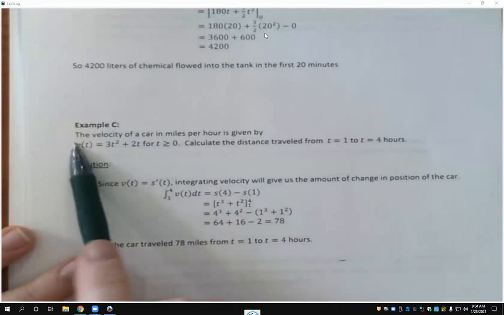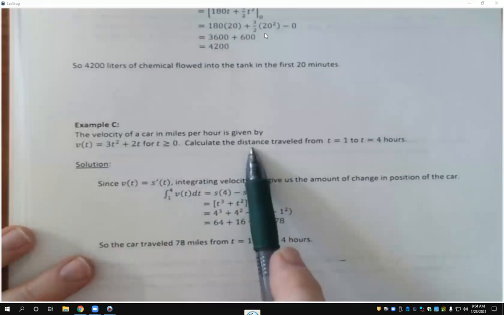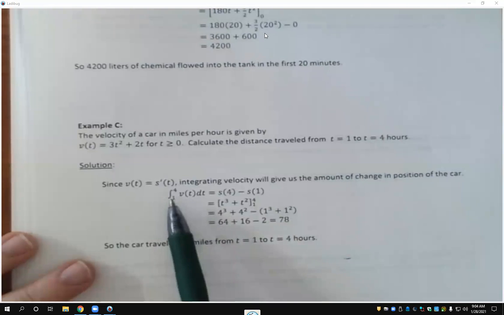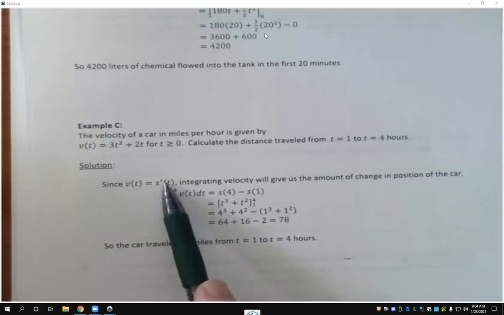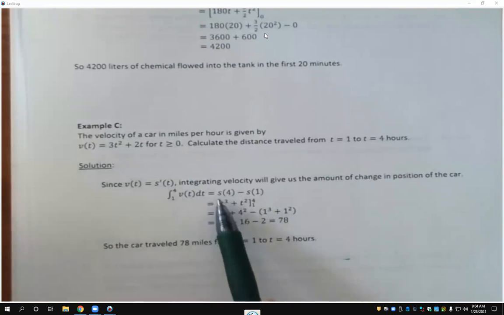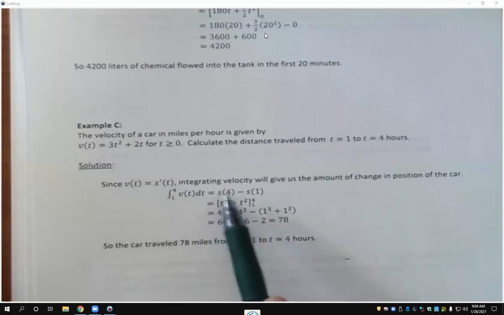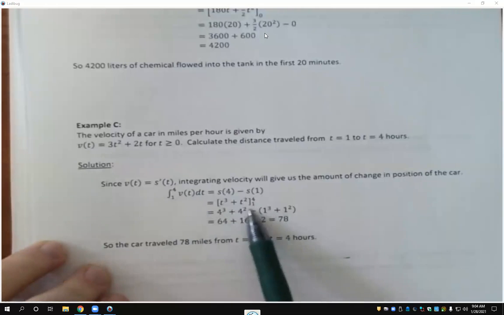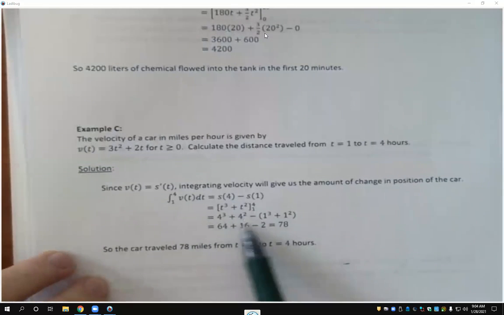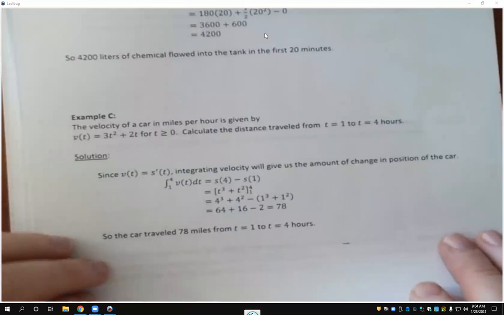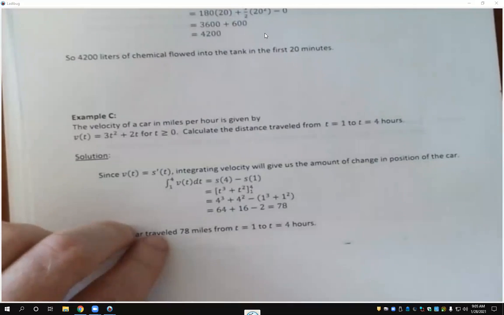But here's another one. Velocity of a car is given by this function. Calculate the distance traveled. That's the total distance traveled from time 1 to 4. So you're going to integrate from 1 to 4 the velocity function, which is the rate of change function, which is the same thing as doing S of 4 minus S of 1, which is the position at 4 minus the position at 1. Okay. And we integrate that. We get our position function and then we evaluate from 1 to 4. Okay. And it went 78 miles total distance. All right. So we did a car problem yesterday. So it's the same thing.